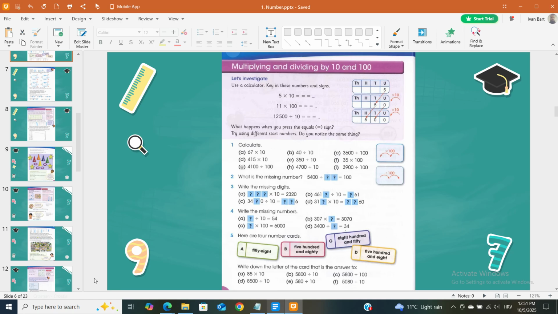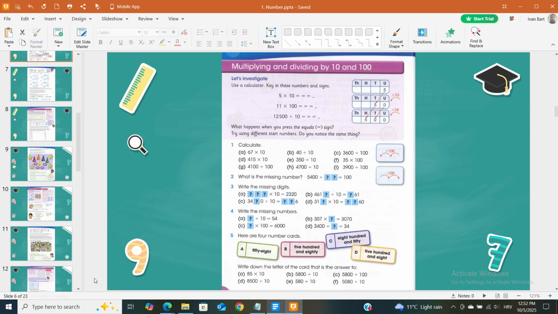Calculate. (A) 67 times 10. (B) 40 divided by 10. (D) 415 times 10. (E) 350 divided by 10. (C) 3,600 divided by 100. (F) 35 times 100.